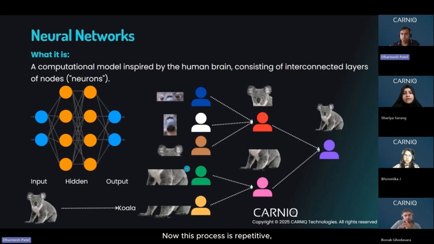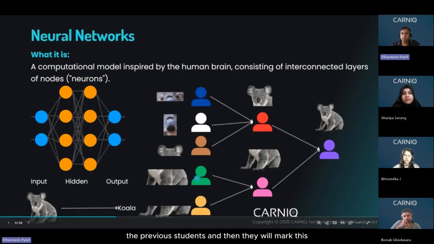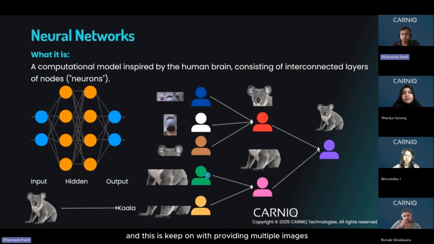Now this process is repetitive. Once you get the final answer, the supervisor outside of the classroom knows exactly what is a koala and what is not, and if the answer is wrong, the information goes backwards. He informs the students red and pink that this is wrong, then they inform the previous students, and they mark that whatever they previously detected was false. This keeps on going with multiple images and many animals.